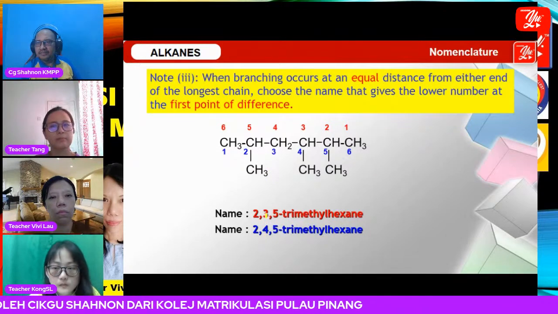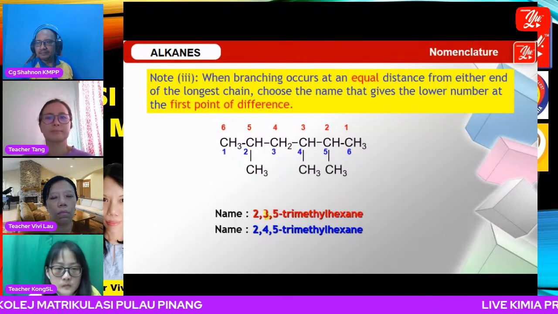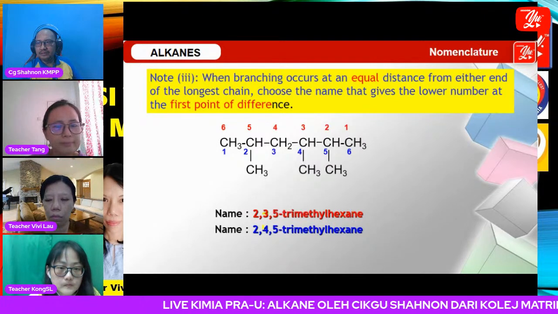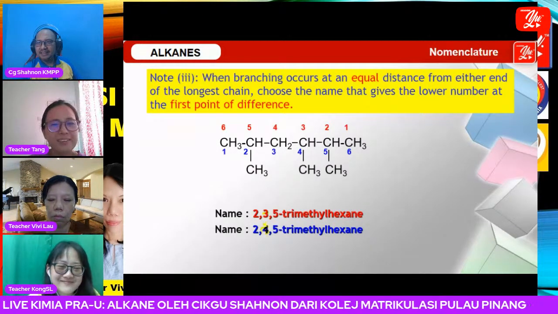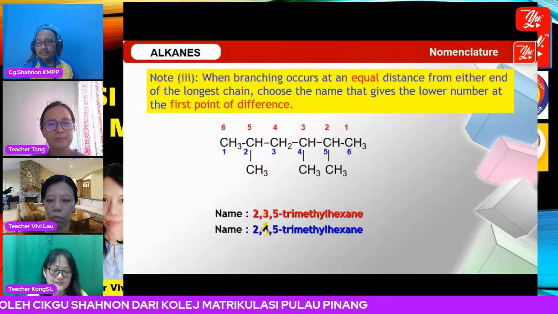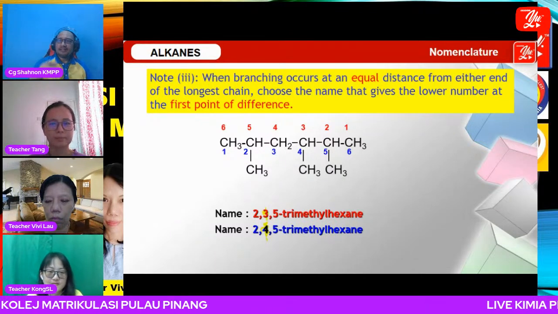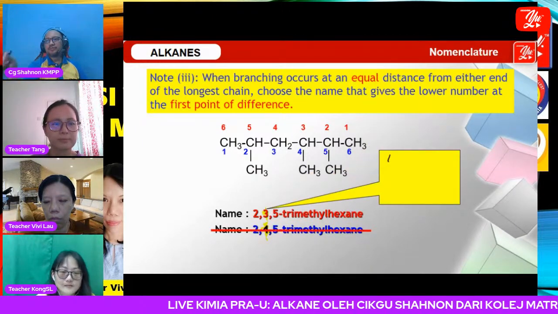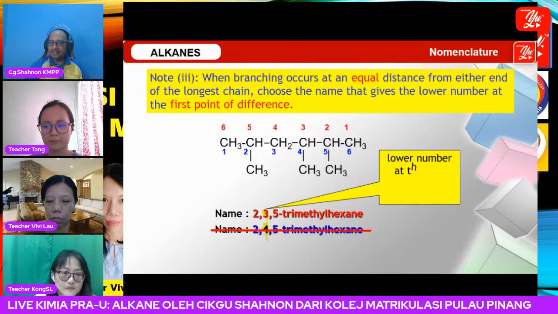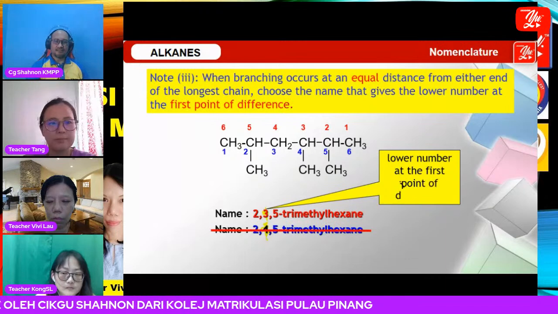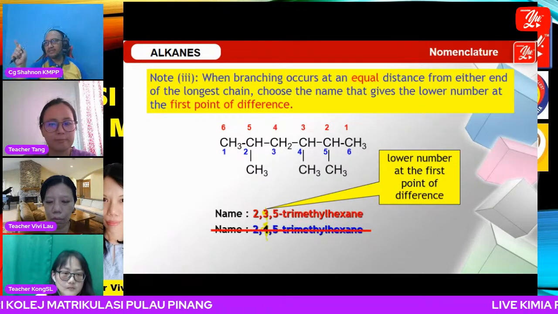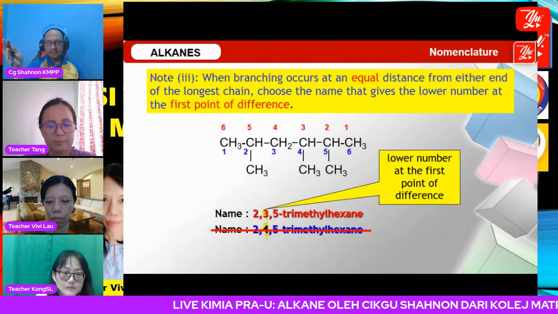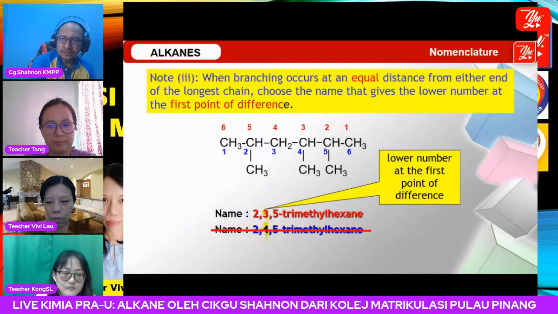And the first difference is here, number 3 and number 4. This is the first point of difference. We can see that 3 is a smaller number than 4. That's why we will choose 2,3,5-trimethylhexane. If you choose 2,4,5-trimethyl, you get a wrong answer. The lowest number at the first point of difference. The name for this compound is 2,3,5-trimethylhexane.